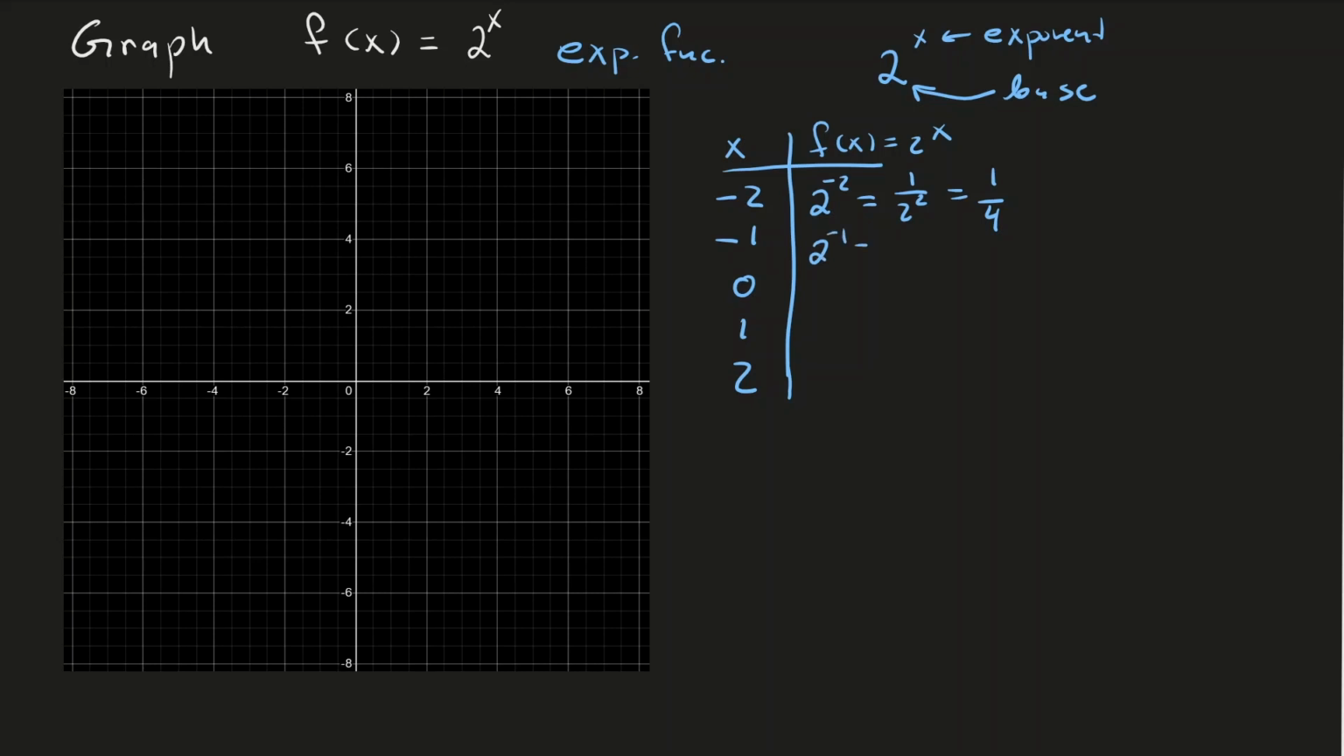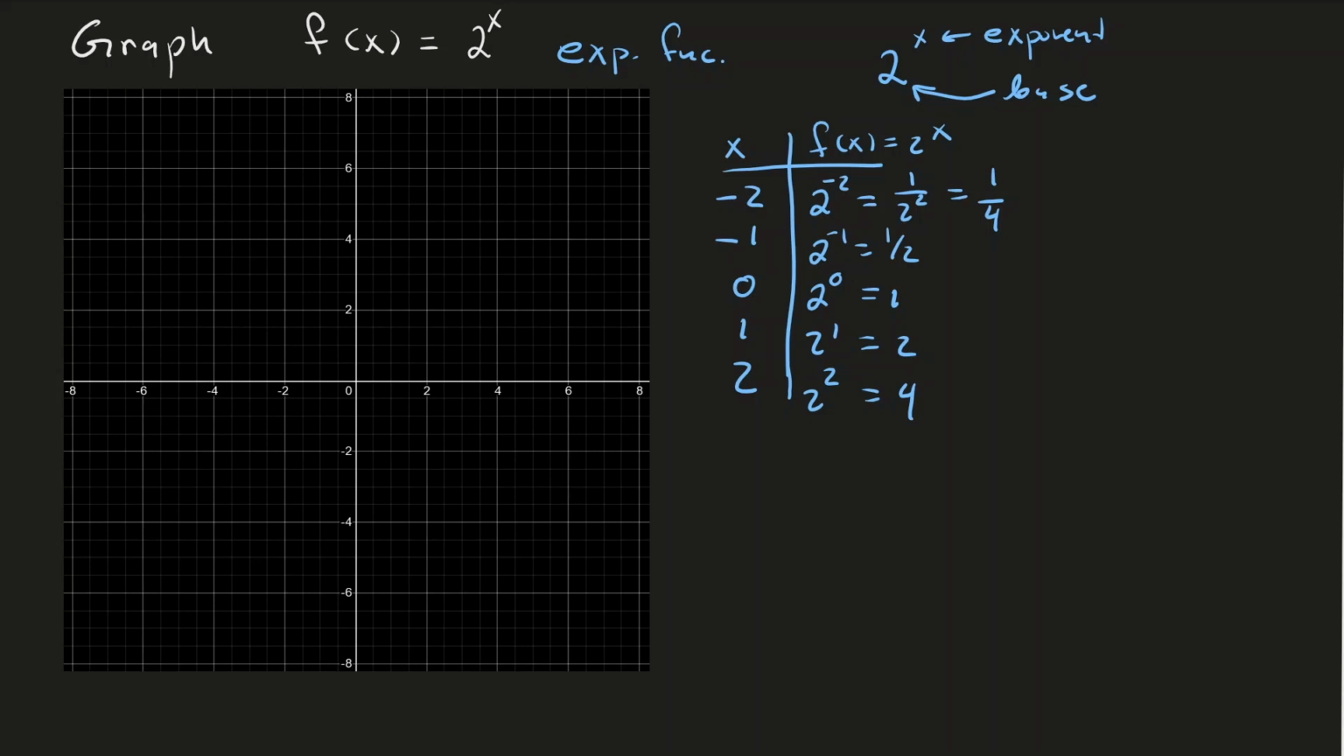2 to the -1 is equal to 1 over 2. 2 to the 0, anything to the 0 power is always equal to 1. 2 to the 1, well that's just 2. And then 2 squared, well that's just 4. So this gives us a total number of 5 points.